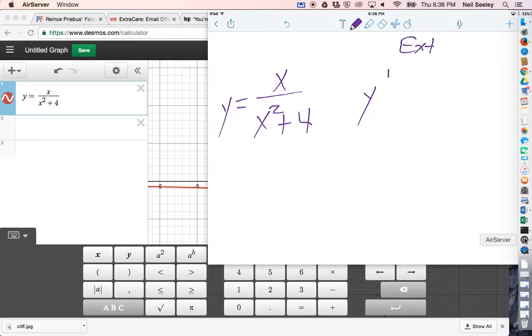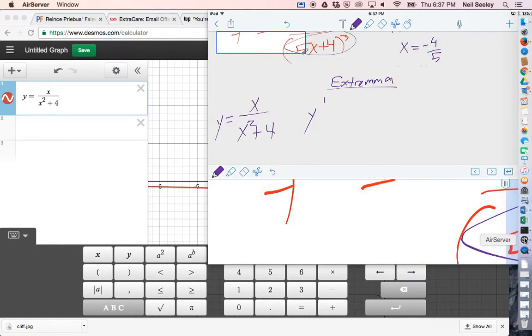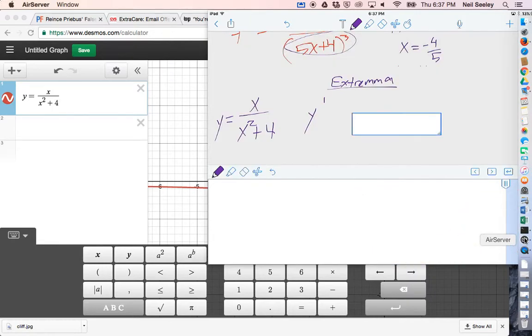Now, that's different from the last problem, and that's why I'm grouping these two together: to realize we look for max and mins with the first derivative, we look for concavity with the second derivative. So the type of question you have determines what derivative you need. This one is extrema, max and min, so I only need the first derivative.